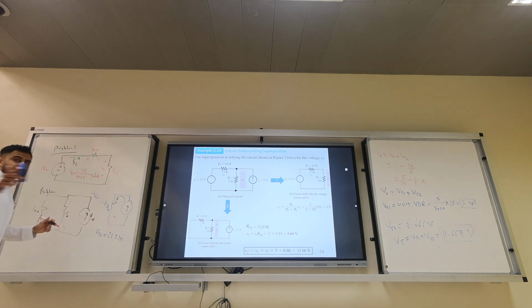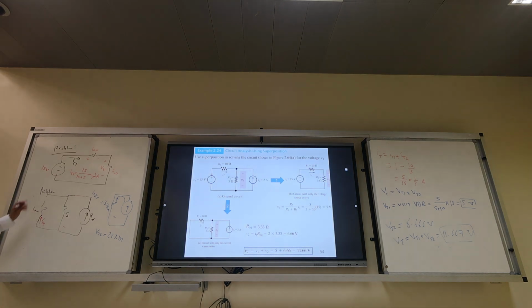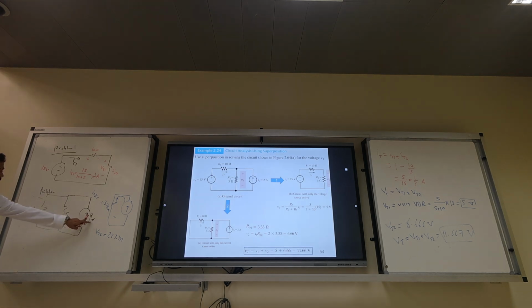Now, explaining the passive sign configuration. When you assign the direction of the current, you can put plus minus anywhere. But if you put it, you have to stick with it. So I decided to put it plus minus. So the 2 amp gets split here and there, right? Using CDR, it is 5 over, if I want to calculate that current, it's actually opposite of that. So I put a negative sign.